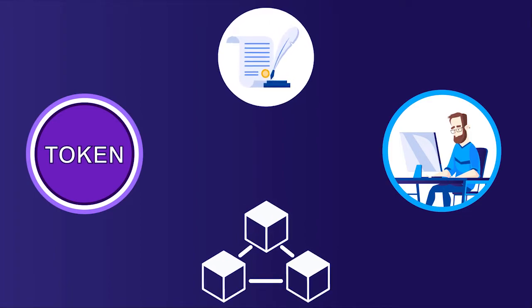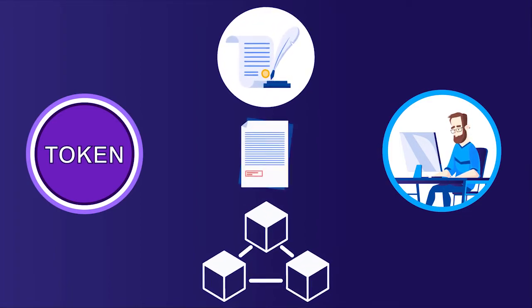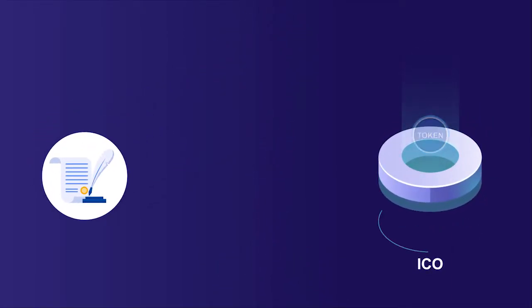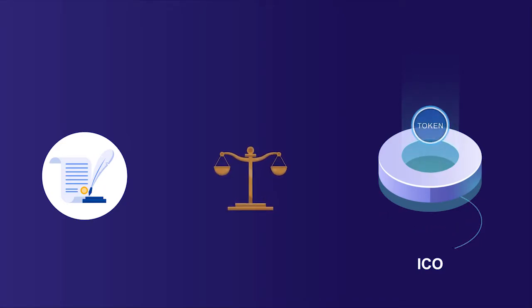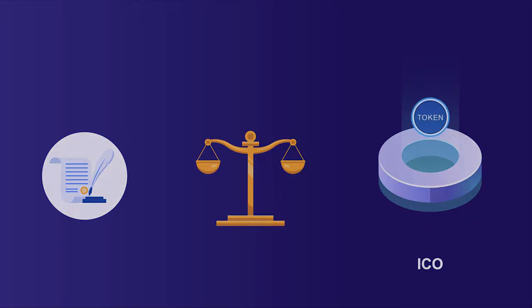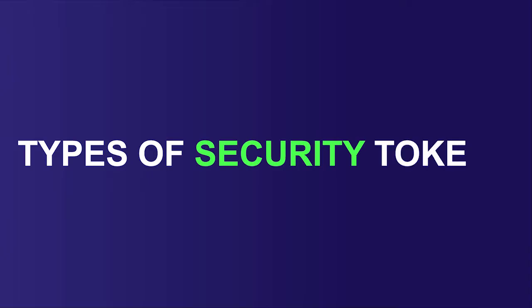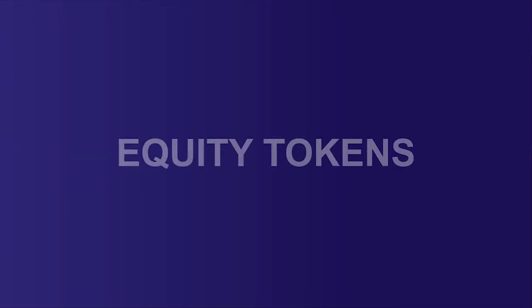Such tokenization removes the need of the third party, as the entire process is done using smart contracts. And if the regulations are not met by the ICO, then they are subjected to penalties by SEC. Types of security tokens. First, equity tokens.